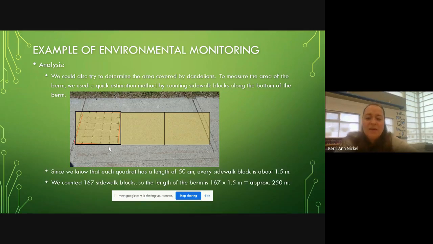So then what we did is we counted how many blocks. So we just walked from one end of the berm down the sidewalk to the other. We counted 167 blocks. So if we multiply that by every sidewalk block being 1.5 meters, we ended up with a length of our berm of about 250 meters.